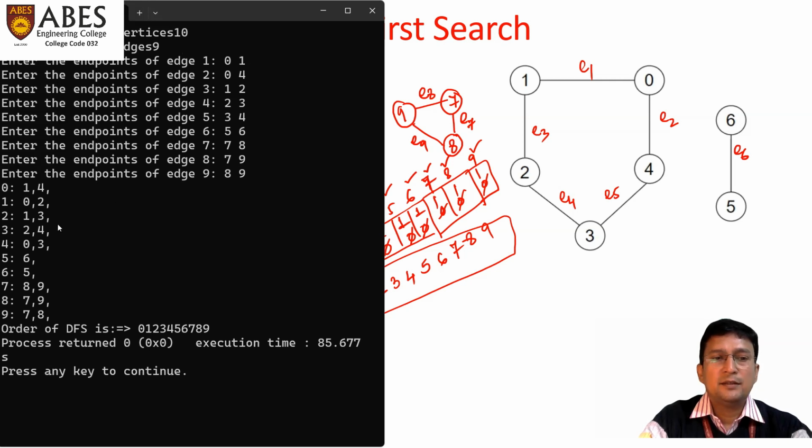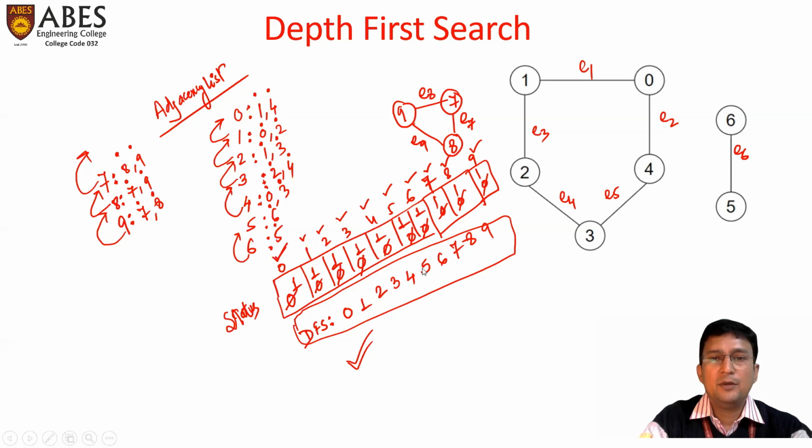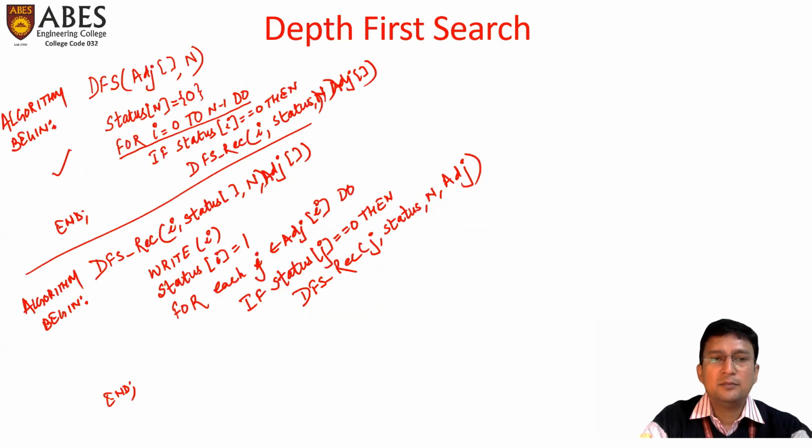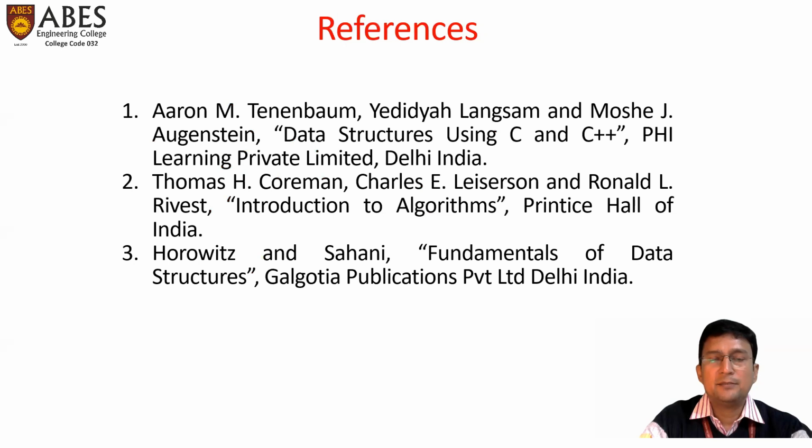So you can see that this is the adjacency list, and the order of the DFS is 0, 1, 2, 3, 4, 5, 6, 7, 8, 9. We have seen this here also. So that means that we have implemented this algorithm correctly. You can run this code on your system as well for practice.